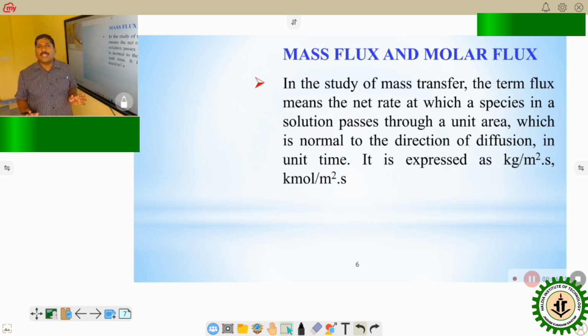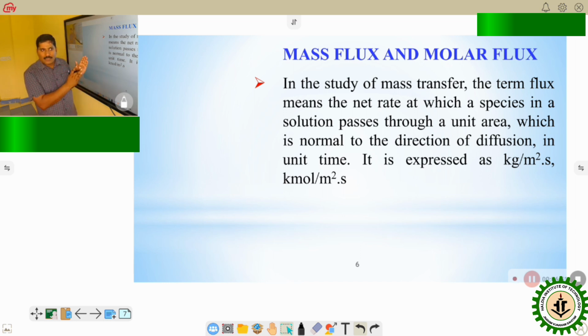Now, all of you know the term flux. Okay, mass flux and molar flux. What is this flux mainly? The term flux means the net rate at which a species in a solution passes through a unit area. We have already studied those two transfer processes, momentum flux as well as heat flux. That is nothing but the rate of heat transfer per unit area. In the same way, for mass transfer, mass flux or molar flux is the rate of mass transfer per unit area.